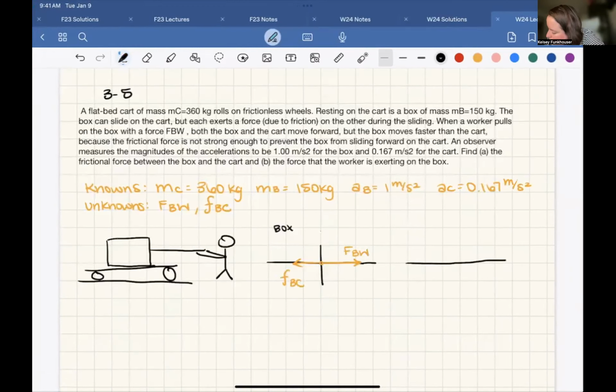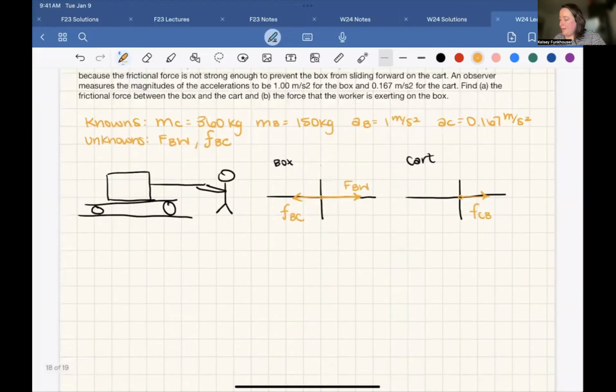Then we do the same thing for the cart, and the cart just has the friction force between the two, between the box and the cart. So that, I'm trying to make it the same size, though it's not quite the same size. Curly F, C, B. Okay, so we have our forces.